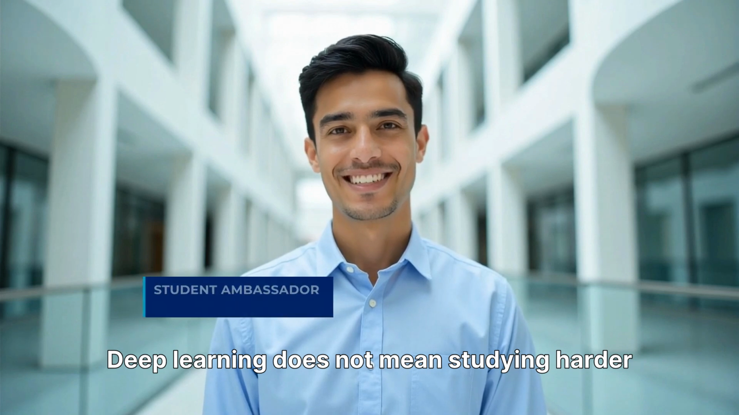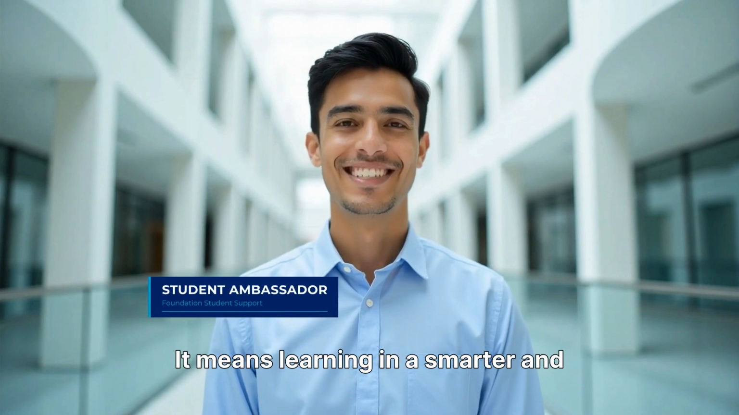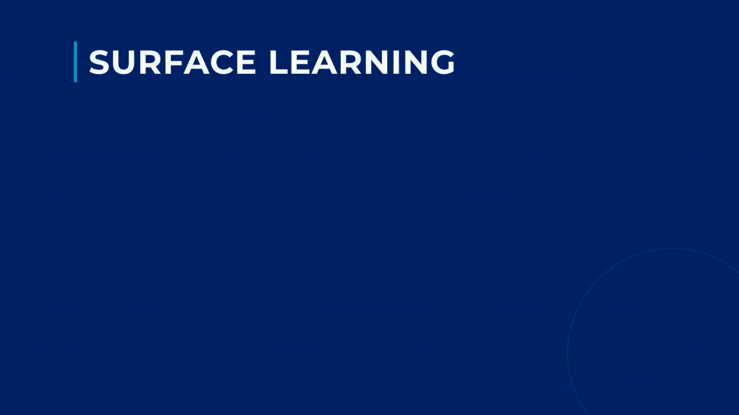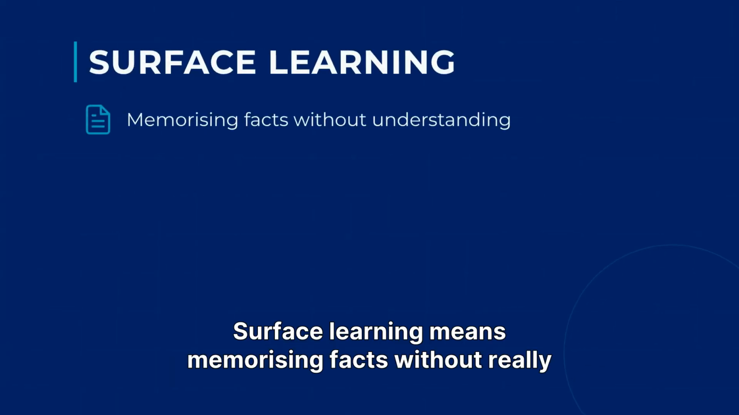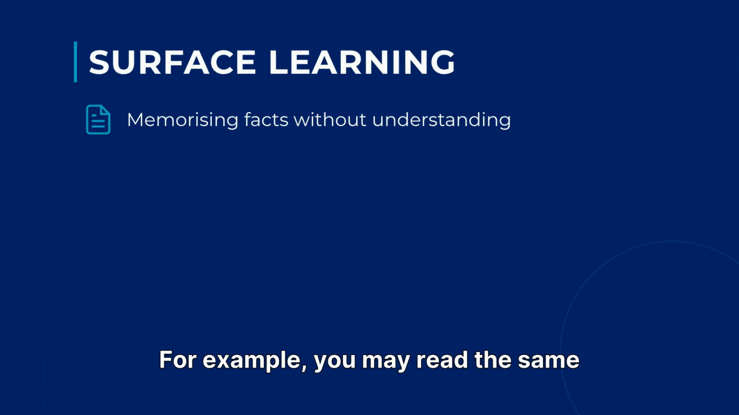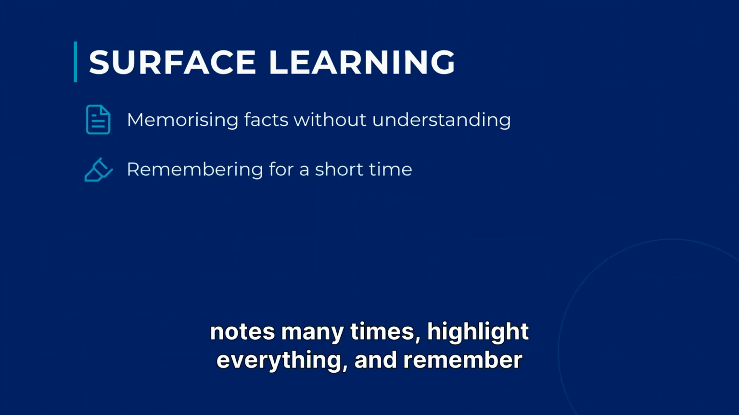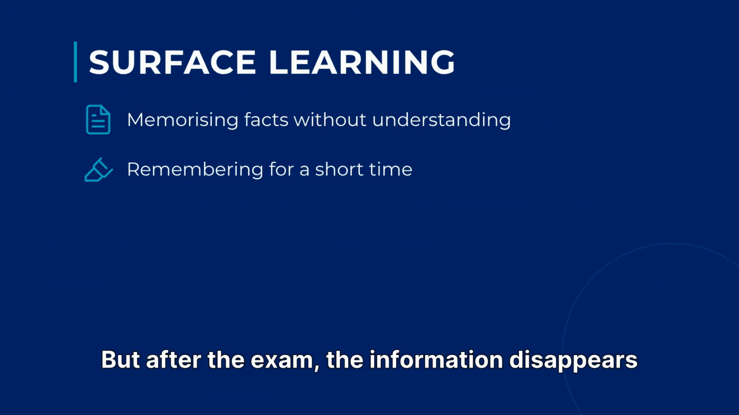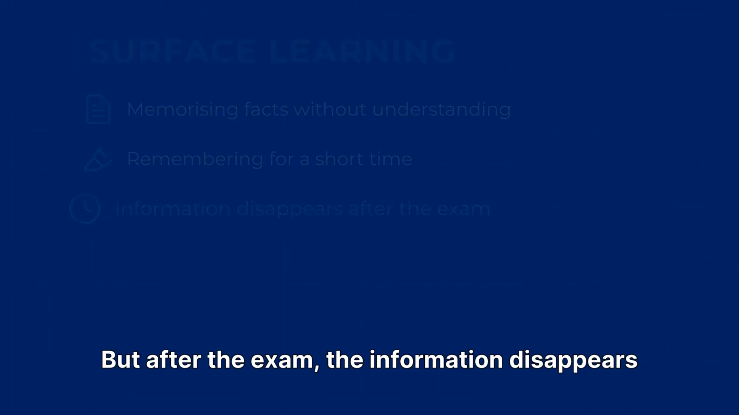Deep learning does not mean studying harder for longer hours. It means learning in a smarter and more meaningful way. Many students use surface learning. Surface learning means memorizing facts without really understanding them. For example, you may read the same notes many times, highlight everything, and remember definitions for a short time. But after the exam, the information disappears quickly.